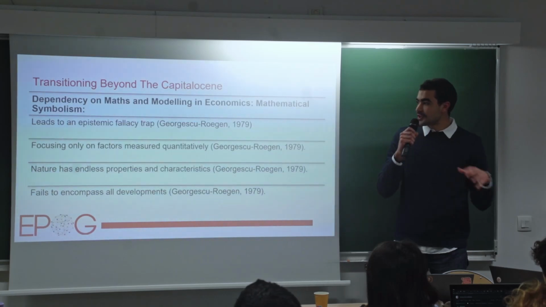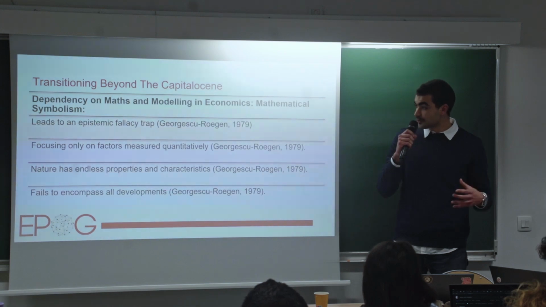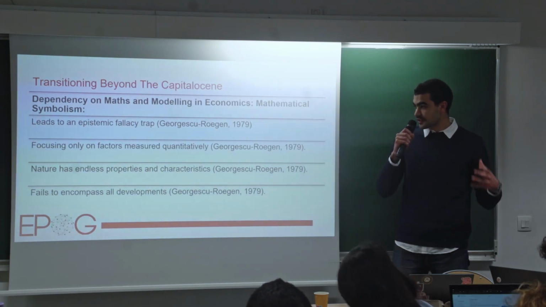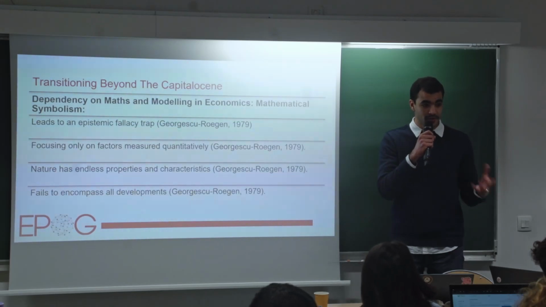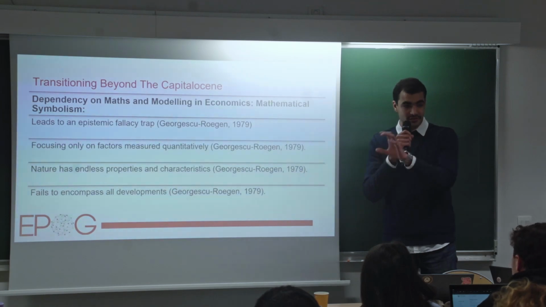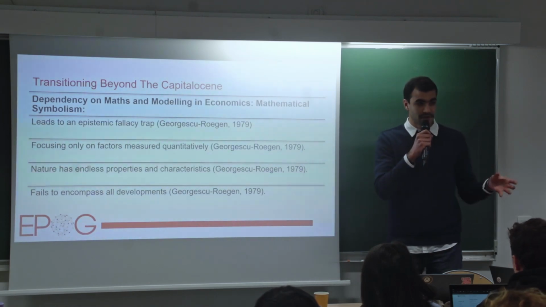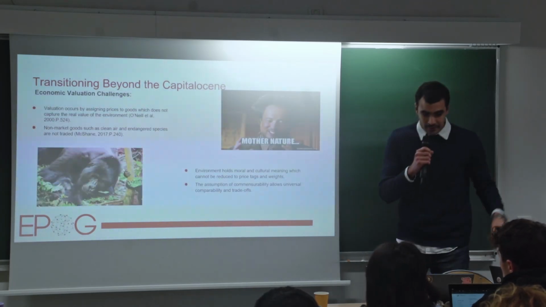The problem is it leaves out a lot of aspects, especially when we're analyzing something like nature and environment, because it has endless properties and characteristics, most of which are not observed and cannot be quantified. So a lot of the impact that could lead to disasters or catastrophes might not be encapsulated within these models. And yeah, moving to the second point.